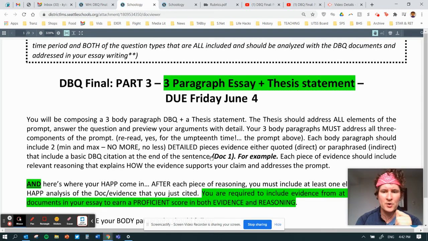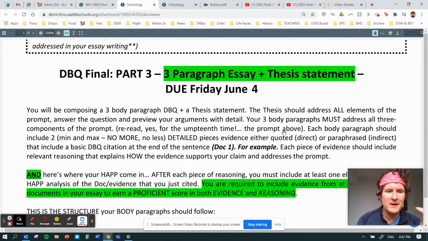And as a quick reminder for all students, each body paragraph should include 2 minimum and maximum. That means no more, no less. 2 absolutely detailed pieces of evidence, either quoted, direct, or paraphrased, indirect, that include a basic DBQ citation. A DBQ citation is just a parenthetical with the phrase doc, abbreviation for document, and the number that it comes from, period. This is a part of the evidence sentence. That's it. That's the only citation that I need.